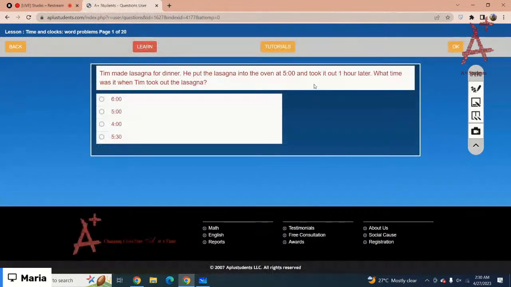Okay, the next one is: Tim made lasagna for dinner. He put the lasagna into the oven at 5 and took it out 1 hour later. What time was it when Tim took out the lasagna? So count forward by 1. So 5 and 1, 6. That means it is 6 when he took the lasagna out of the oven. It would be very good. It would be 6.